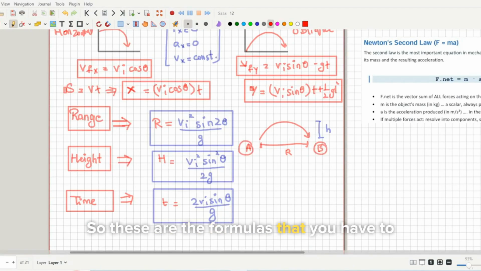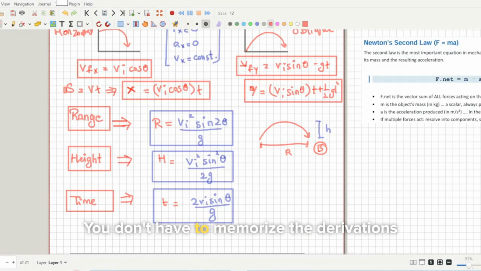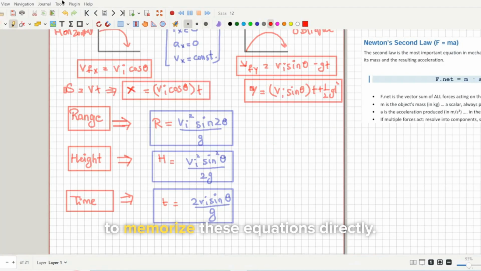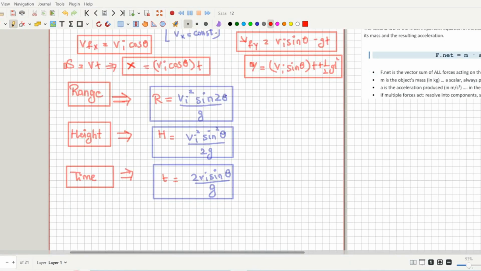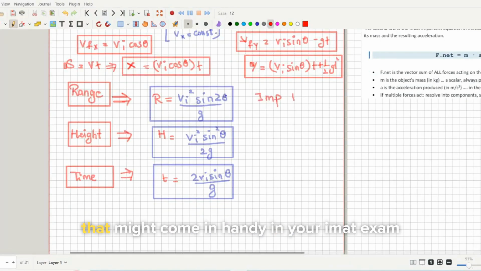So these are the formulas that you have to memorize: the formula for range, the formula for height, and the formula for time. You don't have to memorize the derivations of where these formulas came from. You just have to memorize these equations directly. Just memorize these equations and you are good to go. Let's talk about some important points for projectile motion that might come in handy in your IMAT exam.